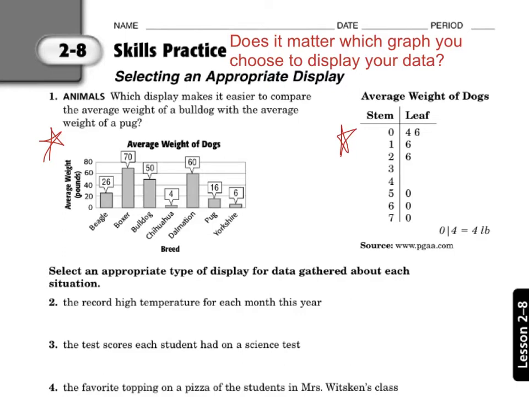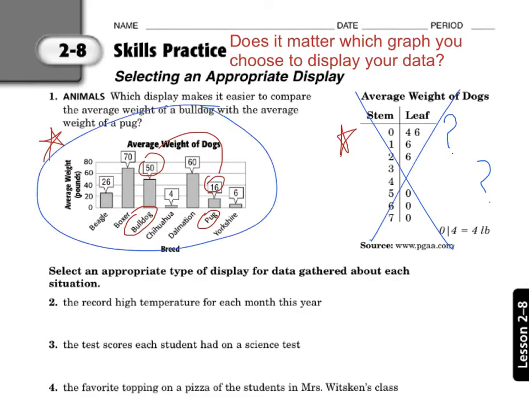Here's the bulldog's weight, 50. Do you see how they put the numbers above the bar? That's what we've been teaching you since elementary school. That makes it easier for your brain and your eyes. And here's the pug, 16. So we can compare those two. Now let's look at the stem and leaf plot. Where's the one for the bulldog? Where's the one for the pug? You can't see them anywhere, so this obviously is not the one to use. It would be the bar graph. So number 1, you can write bar graph.